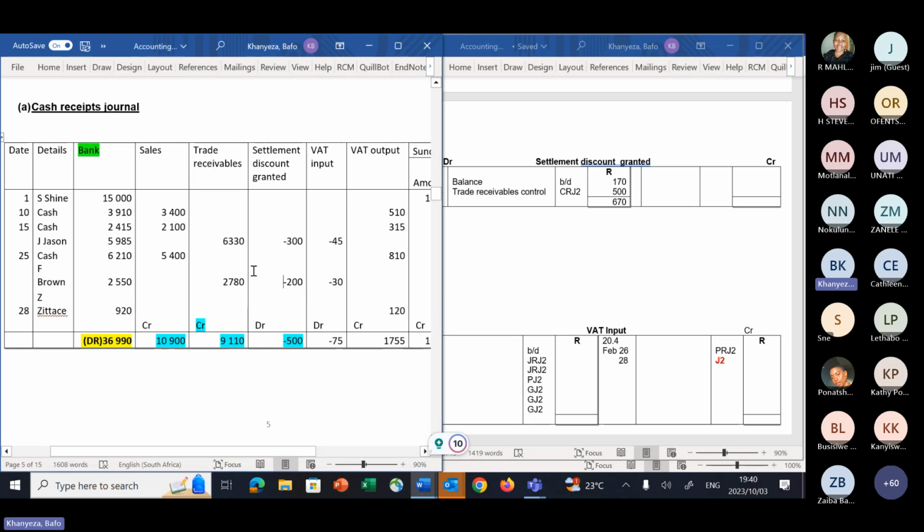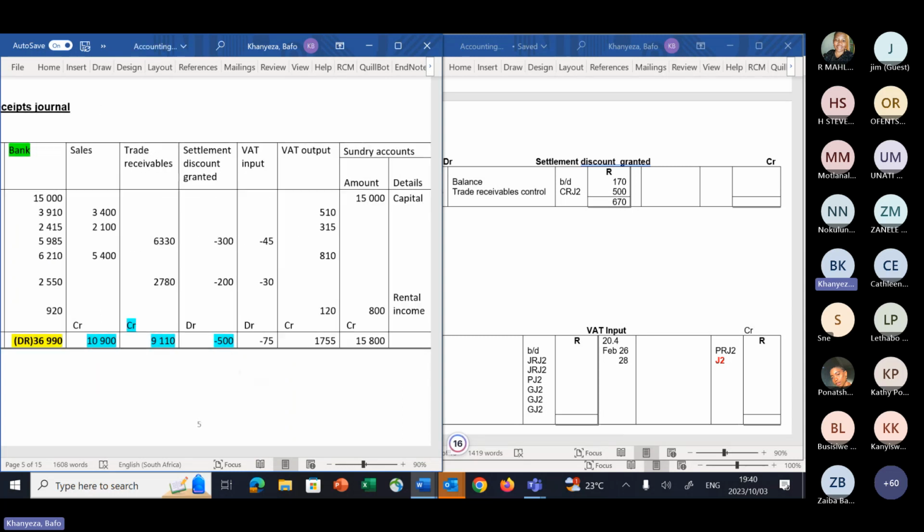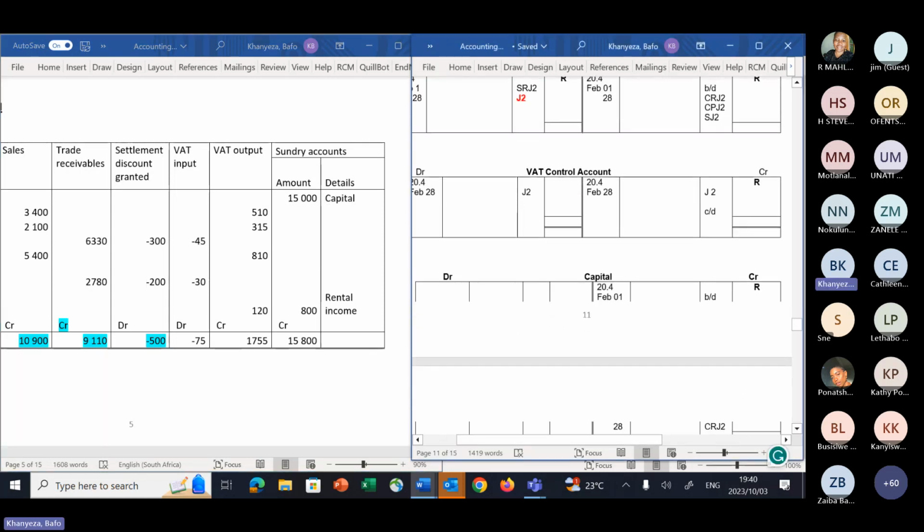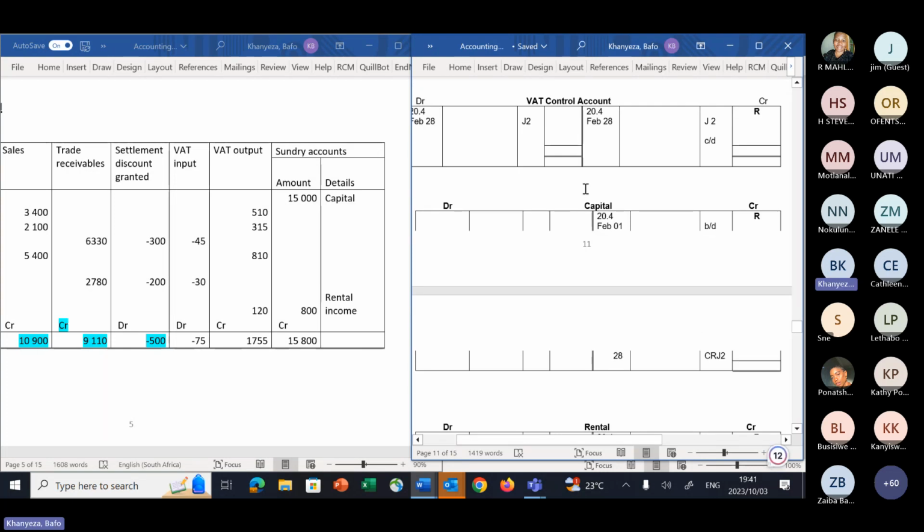I don't want to deal with VAT now because it involves a lot of things. Let's leave it till towards the end. Once you've become accustomed to these transactions, and we are finished with those on top, let's deal with the sundry accounts now. What was on the sundry? On the sundry was a capital of 15,000. Let's open a ledger account for capital.